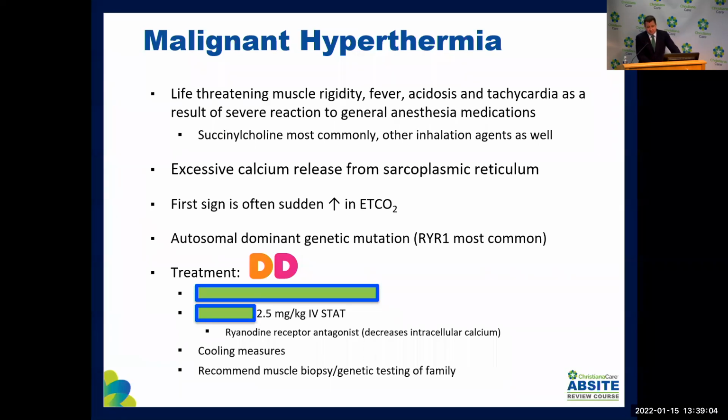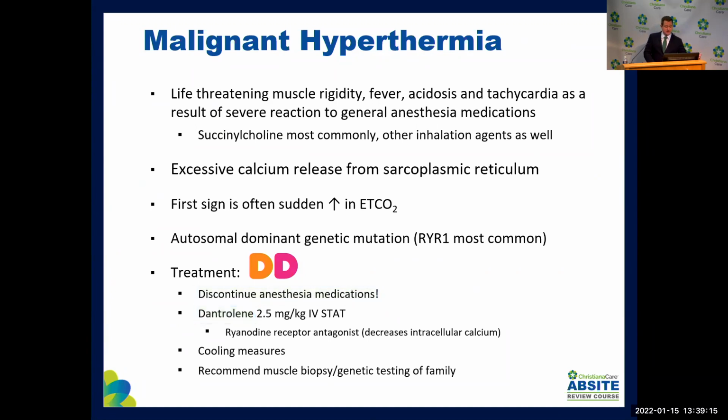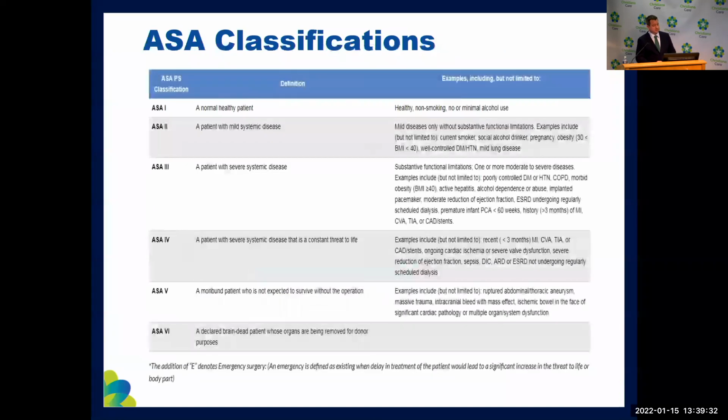Treatment is now I've subliminally enticed you all to go get Dunkin' Donuts and coffee at the moment. But the reason I put it up there is you'll always remember the treatment D and D. First, discontinue your anesthesia medications, and the medication is dantrolene. Again, this is going to be an antagonist at that ryanodine receptor, so it decreases the calcium available to those muscles. And you want to cool the patient down, and ultimately recommend a muscle biopsy and genetic testing of the whole family so no one else has this.